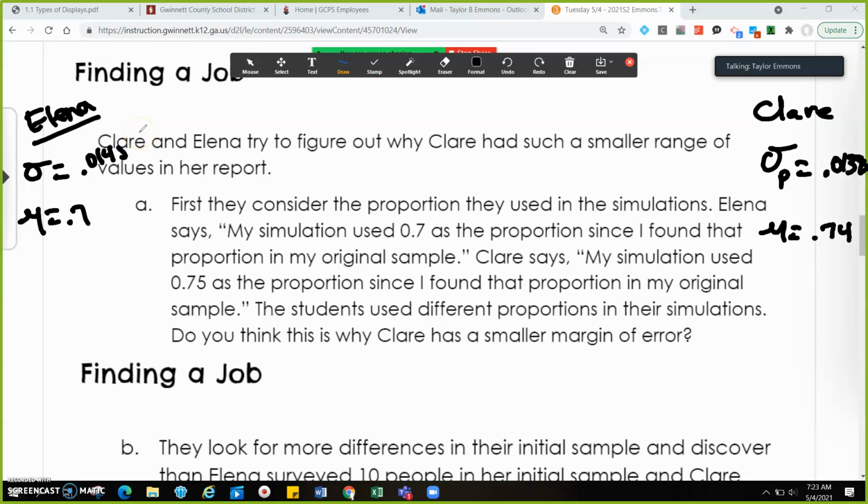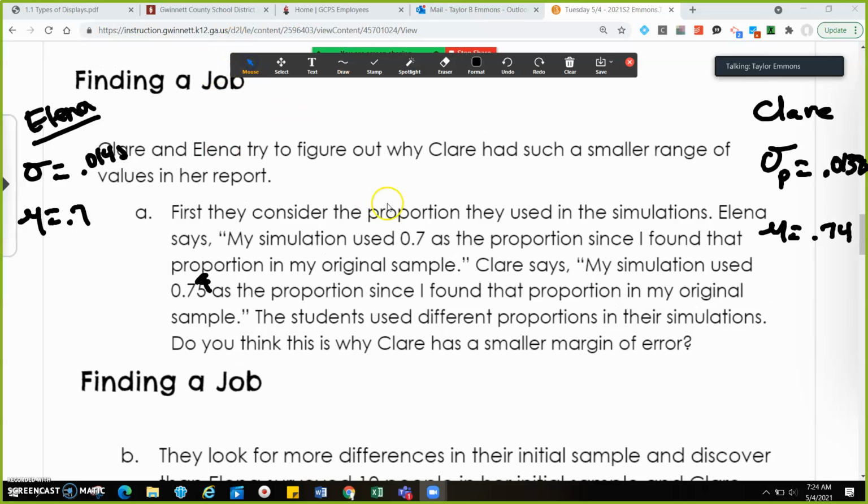Claire and Elena tried to figure out why Claire had such a smaller range of values in her report. First, they considered the proportion they used in the simulations. Elena says, my simulation used 0.7 as a proportion since I found that proportion in my original sample. Claire says, my simulation used 0.75 as the proportion, since I found, I think that's supposed to be 0.74, we're going to change that, that proportion in my original sample. The students used different proportions in their simulations. Do you think this is why Claire had a smaller margin of error?